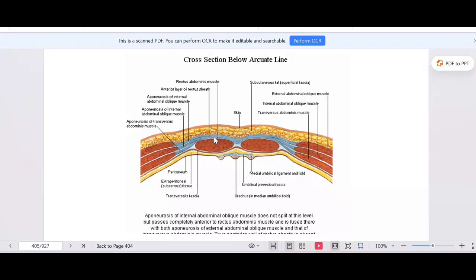Okay, and the clinical significance of the arcuate line is this, that at this site the inferior epigastric vessels that are actually the content of the rectus sheath are going to enter the rectus sheath at the level of arcuate line, and then they are going to pass upward, and then they are going to anastomose with the corresponding superior epigastric vessels.